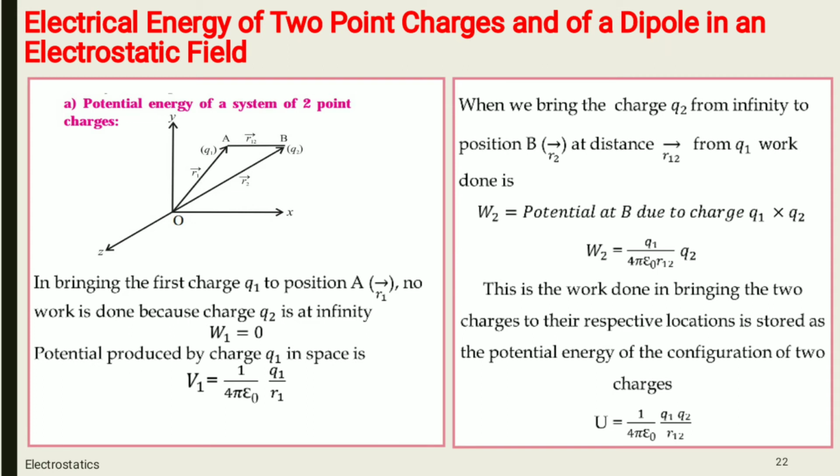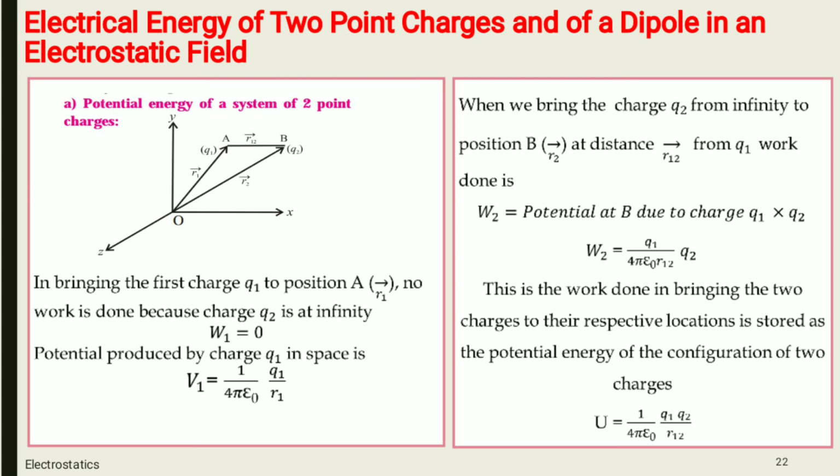Okay, in bringing the first charge Q1 to position A, that is, its position vector is R1, no work is done because charge Q2 is at infinity. First we considered that Q1 and Q2 are both at infinity from point O and also from each other. Then we brought the charge Q1 at point A to distance R1 from point O. But there is no other charge, because Q2 is still at infinity, so the work done will be 0.